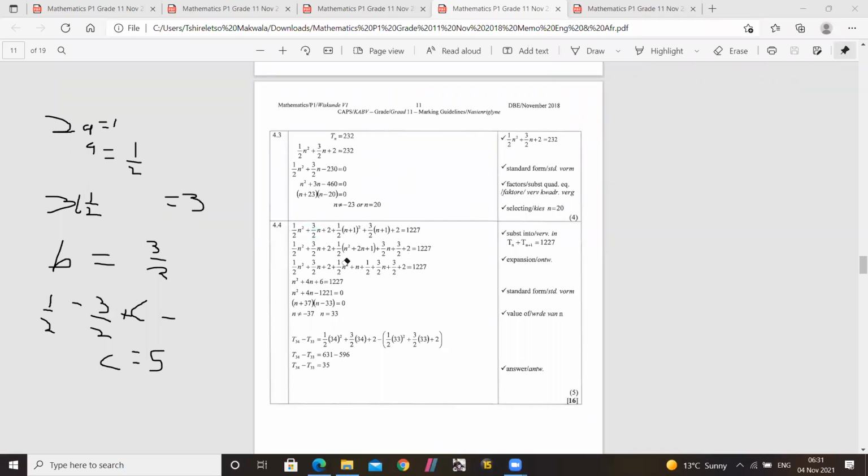Then from there, they calculated n. They got two n's. Obviously, you're going to take the positive one, because you can't have a negative n. By calculating this n, you are able to see what two terms you are working with. They just said the terms must be equal to that.